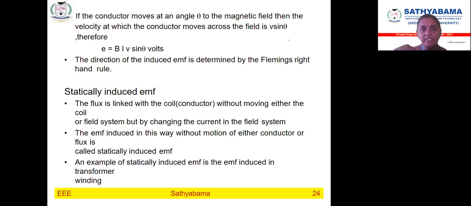The next one is statically induced EMF. Statically, you already know if there is movement in the current, or if there is change in the flux linkage, you have the statically induced EMF. I have told you the statically induced EMF is divided into two: the self-induced EMF and the mutually induced EMF. The flux is linked with the coil without moving either the coil or the field system, but by changing the current in the field system. The EMF induced in this way without motion of either conductor or flux is called statically induced. This is used in the transformer. Best example is transformer.